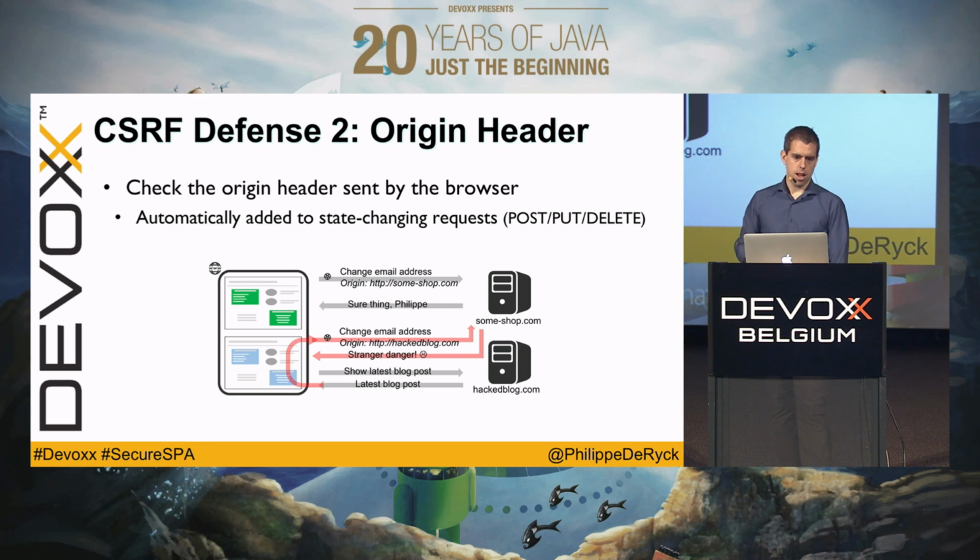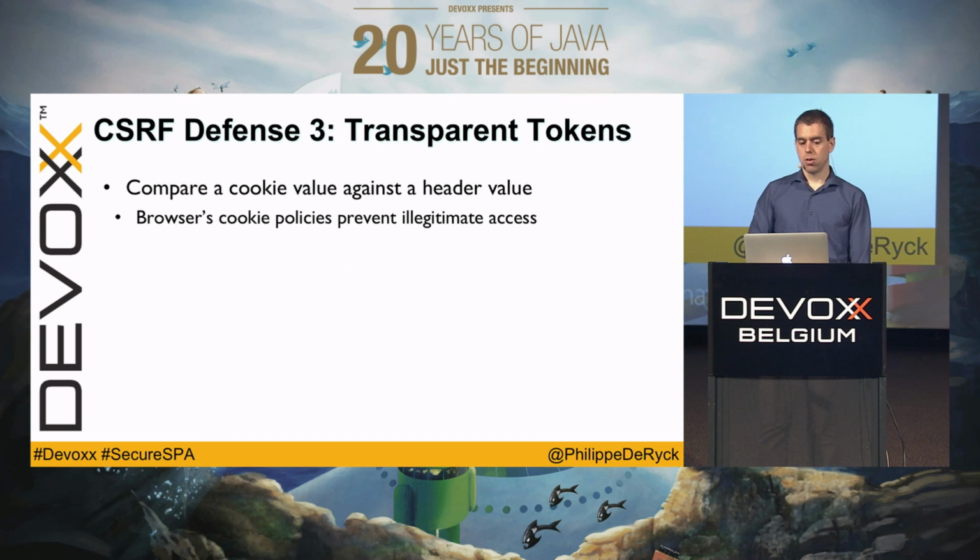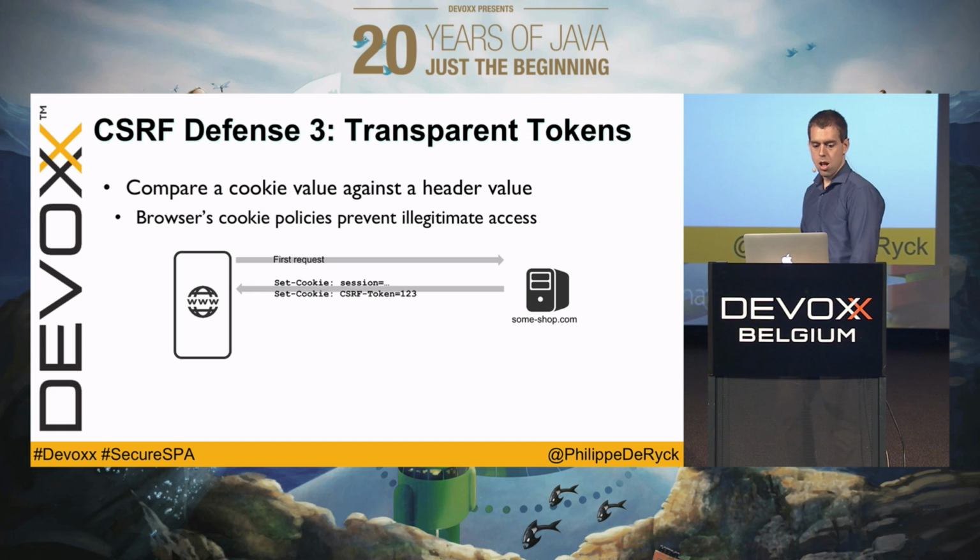There's a second way, and that's the use of transparent tokens. Transparent tokens actually compare cookie values against header values. And it works something like this. You send a request and you get a cookie, let's say a session cookie containing your session data, and you get a second cookie which contains a CSRF token, which is a long random token that nobody can guess.